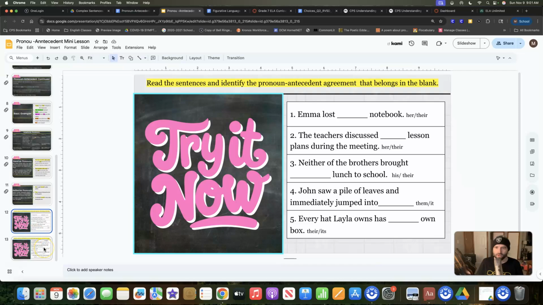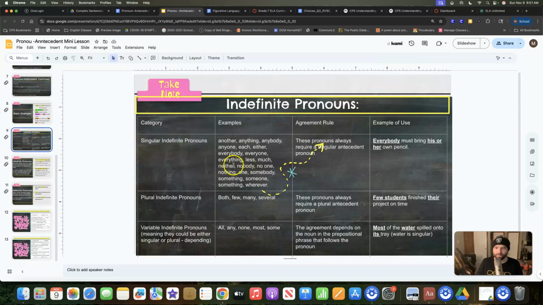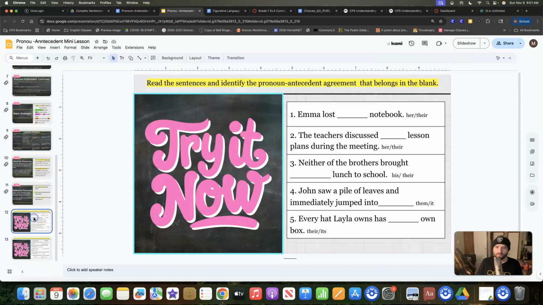So we have Emma lost blank notebook, her notebook or their notebook. The teachers discussed her lesson or their lesson plans during the meeting. Neither, which is right here, a singular pronoun. Neither of the brothers brought his lunch to school. Neither of the brothers brought their lunch to school.